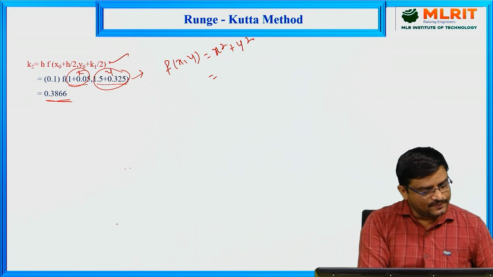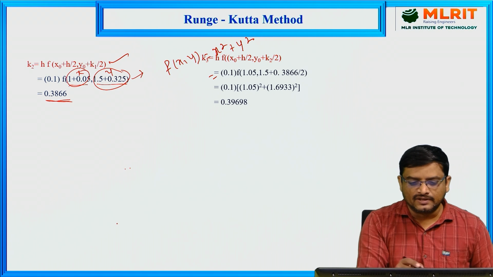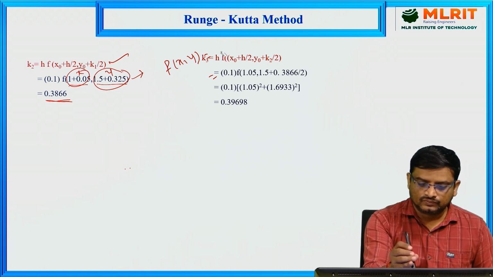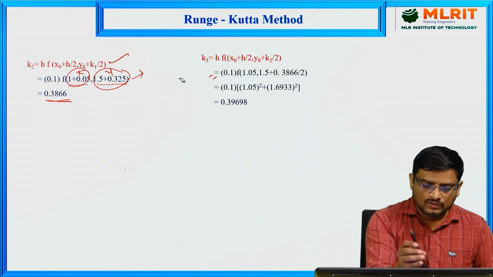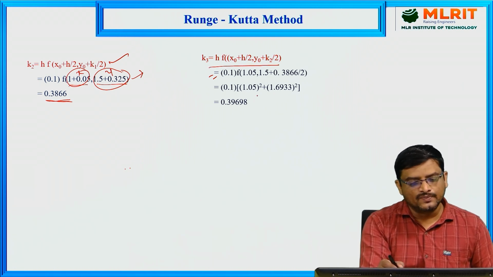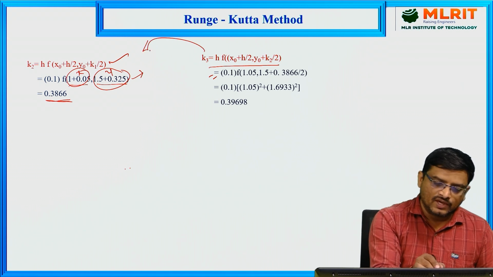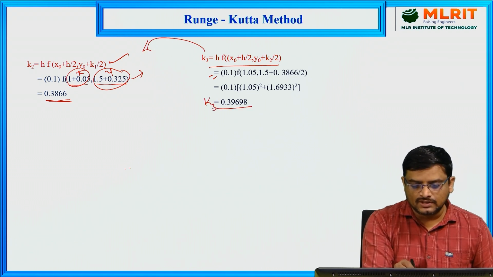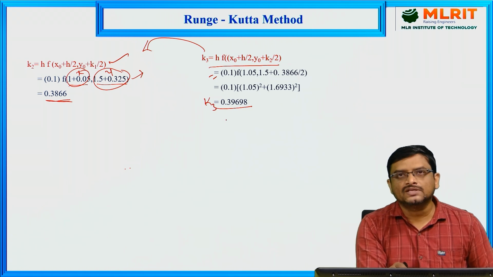And follow the same to find out our k3 here. So this is the formula to find out k3. So k3 is equal to, this is the formula. Follow the same procedure as for k2 and get the value of k3. So this is our k3 here, 0.39698.